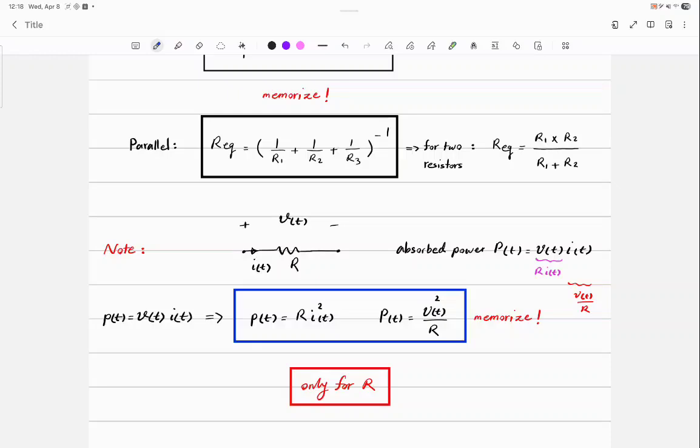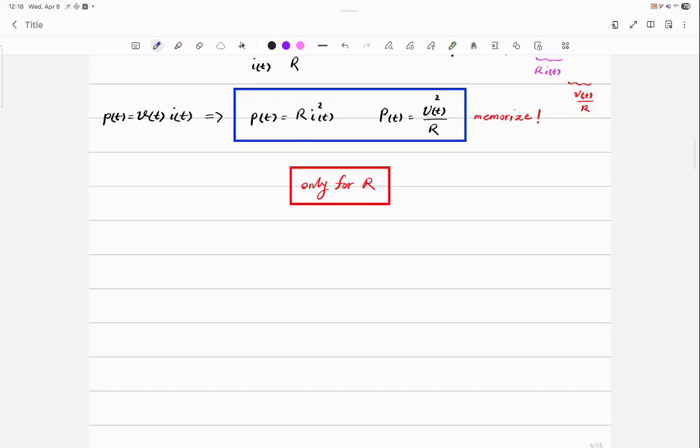So it doesn't matter. And does it physically make sense that it doesn't matter which direction current is entering and your power is always positive? Why? Resistors always absorb power. They cannot supply power.